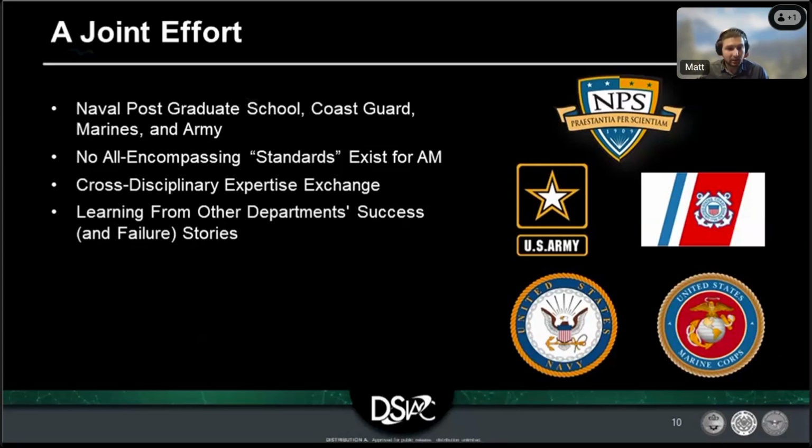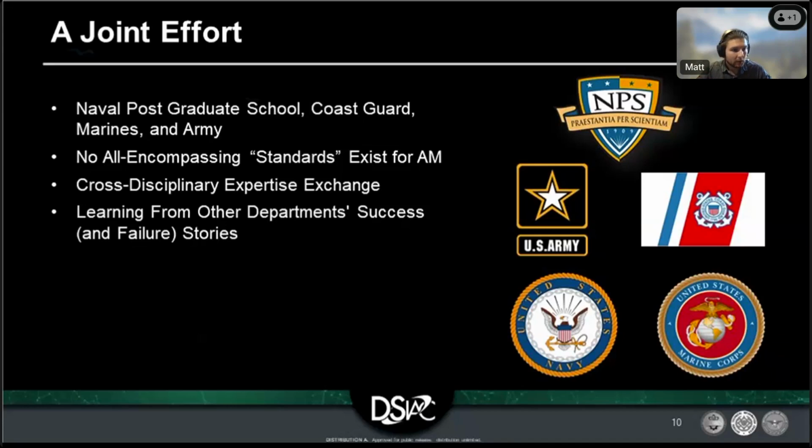That is analogous to, let's say I have a forward operating base somewhere out there. There's a dust storm out there. Is that going to affect my part? It's very analogous, and the whole goal is to have a cross-disciplinary expertise exchange. We're going to learn from other departments' success and failure. So there is a real idea of synergy across the different departments.